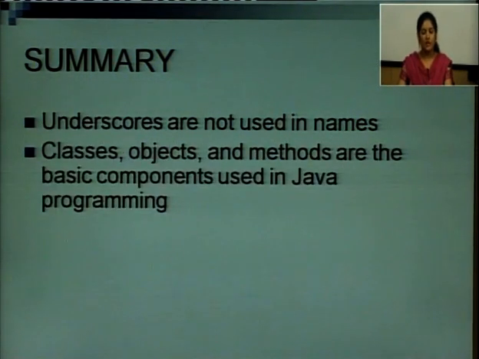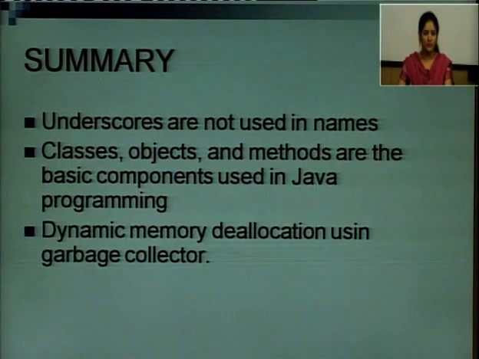One more thing: your class name should be the same as your file name. After writing a class, when you are saving your file, you must keep in mind that your file name should be the same as your class name. Classes, objects and methods are the basic components used in Java programming. Java programming is based on these three components only.